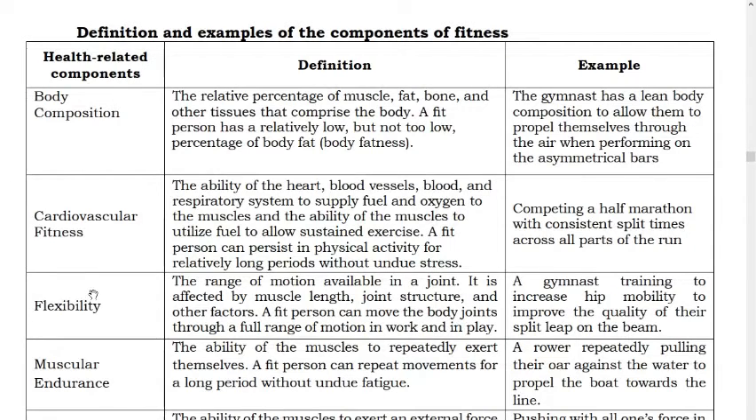Next is flexibility, the range of motion available in a joint. It is affected by muscle length, joint structure, and other factors. A fit person can move the body joints through a full range of motion in work and in play. Example, a gymnast training to increase hip mobility to improve the quality of their split leap on the beam.